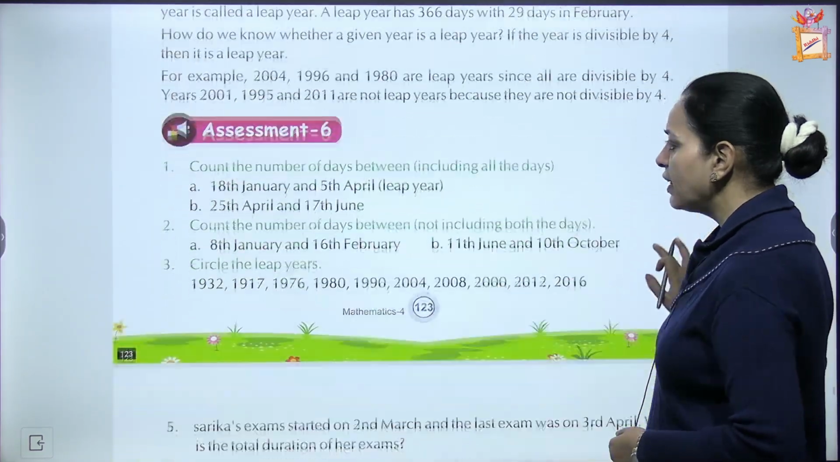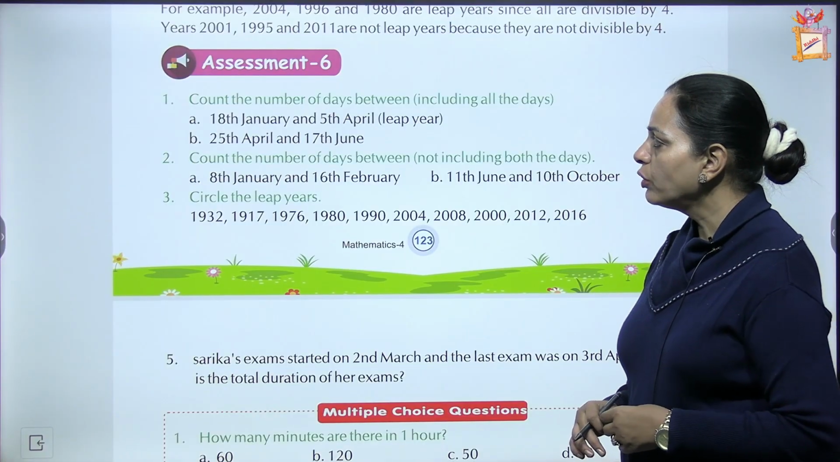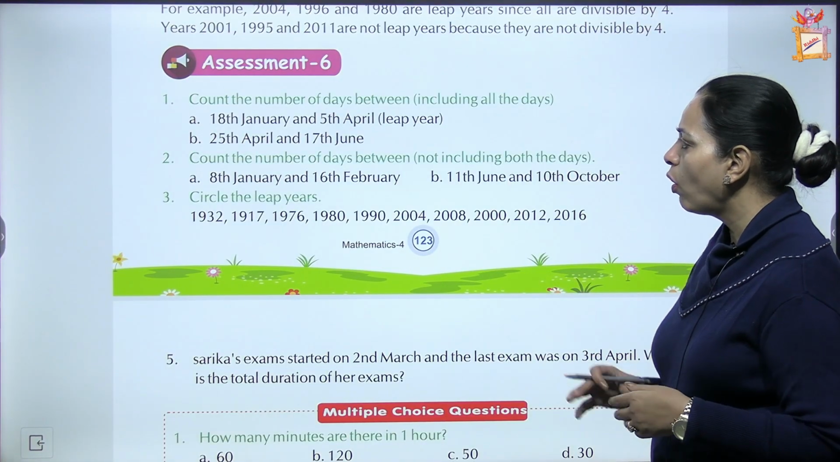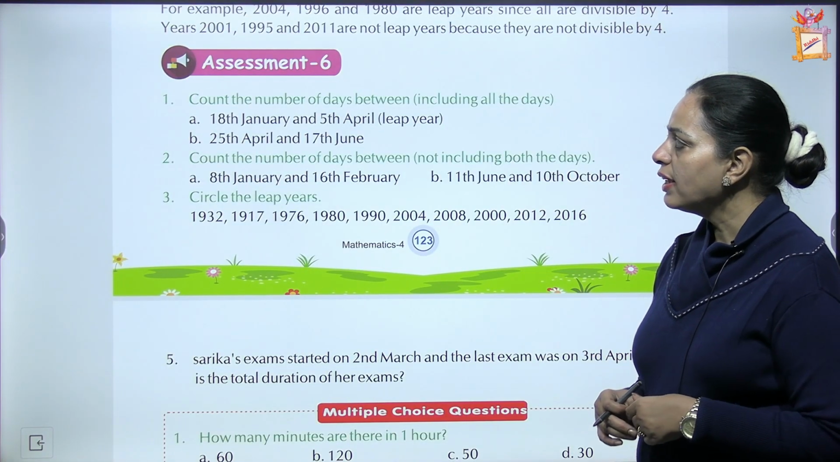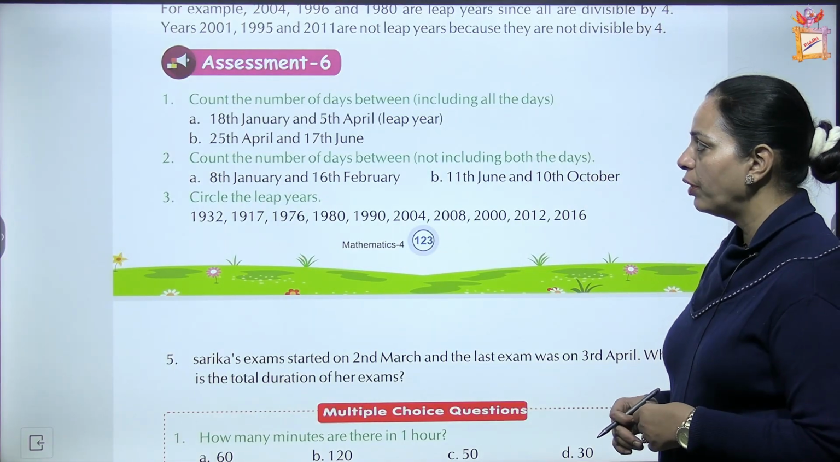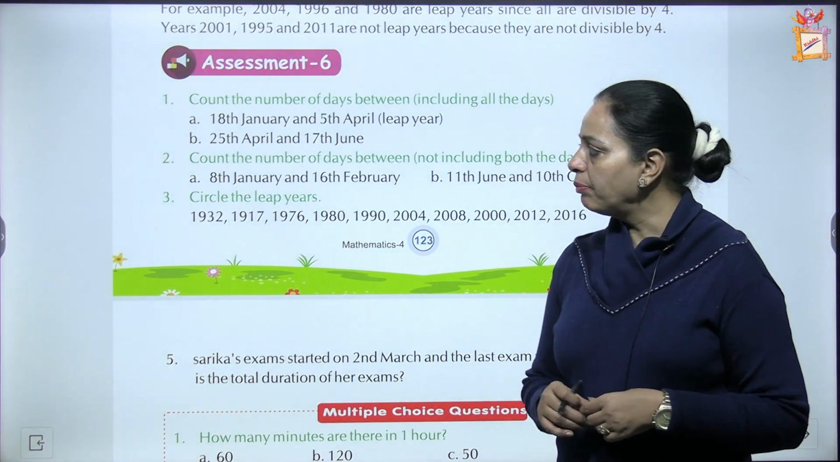Now assessment 6, the first question. Count the number of days between, including all the days, like A part, 18th January and 5th April. So you can try this one, and B part also.